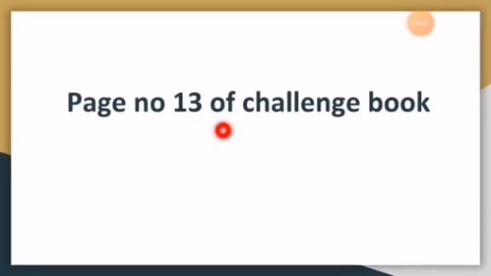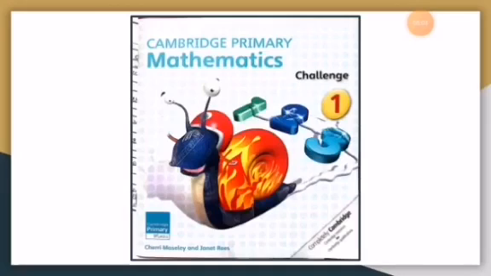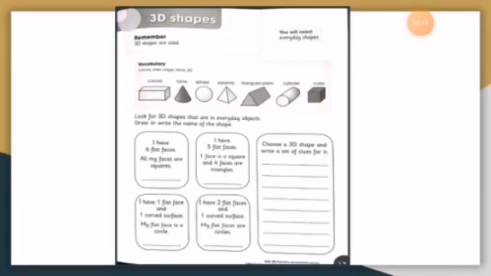Okay, now everyone take out your challenge book. Open the page number 13. This is the cover page of your challenge book. Take out this one challenge book from your bag and open the page number 13. This is the whole page. You can see this is page number 13 of your challenge book, and the topic is 3D shapes.